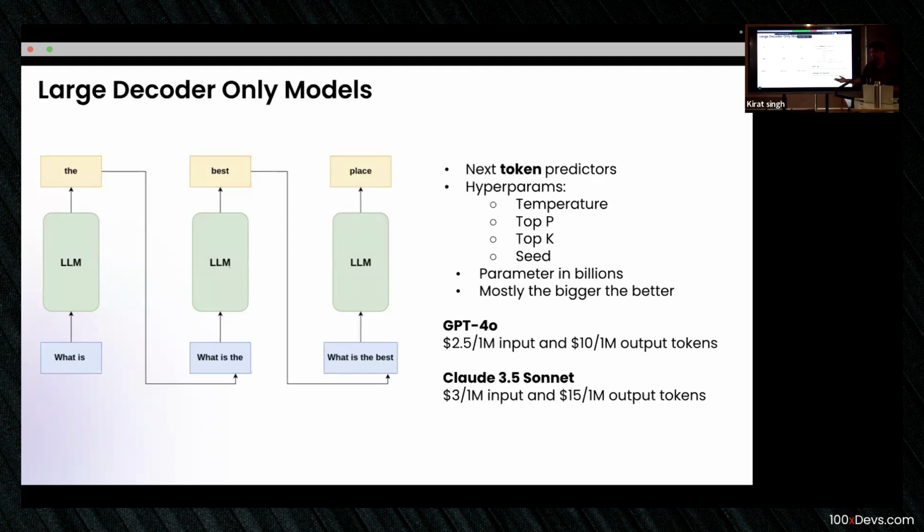So $2.5 for 1 million input tokens. In 1 million, you can put in multiple books, right? So it's totally fine. 2.5 is nothing, right? And then output is $10 per million output tokens, right? This is also not that expensive now. And this is the price for Claude 3.5 Sonnet by Anthropic.